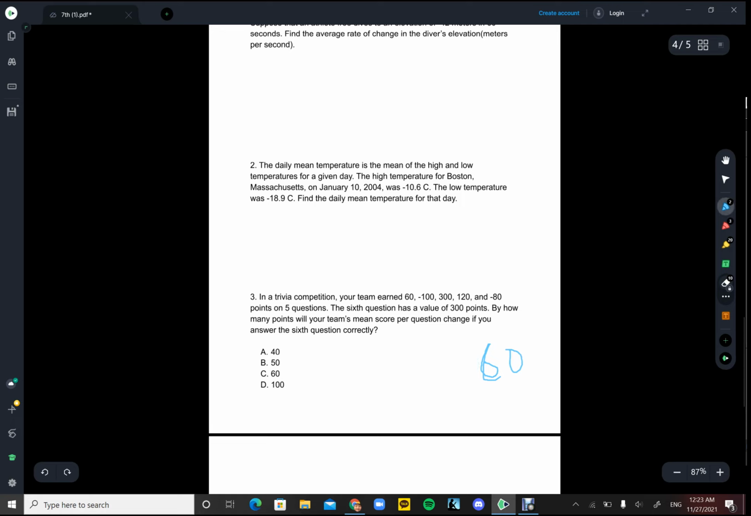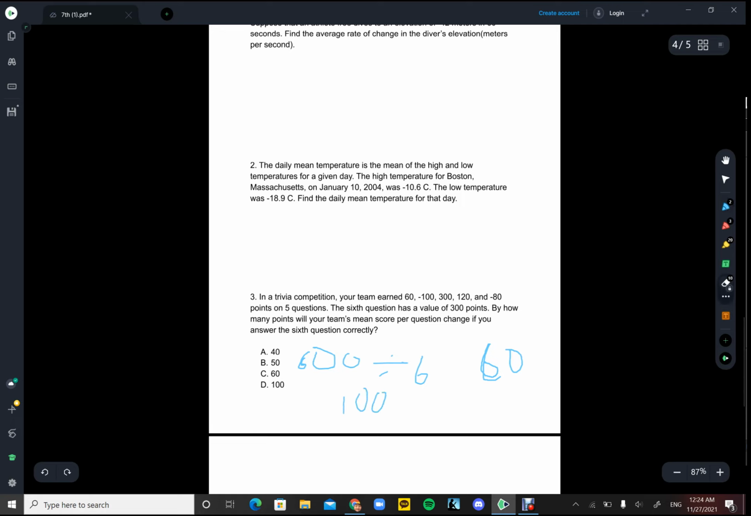And when you get 600, again, you have to divide your total number of points by the number of values, which there are 6 questions, and so there are 6 values. When you divide 600 divided by 6, you get 100.